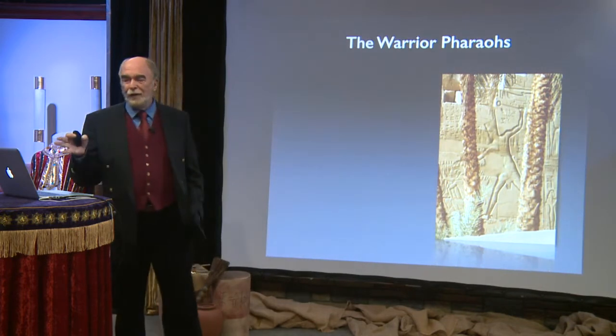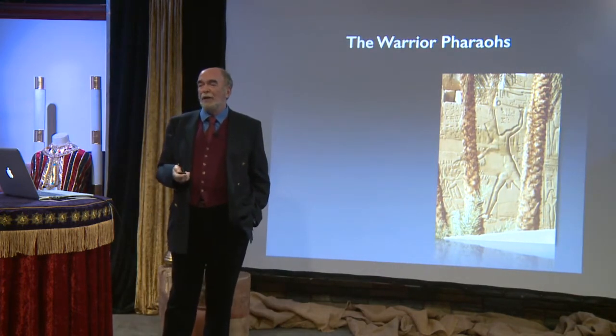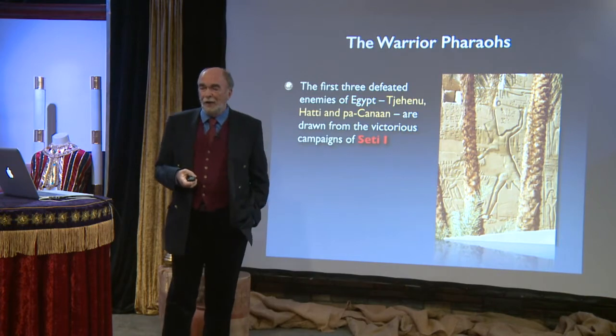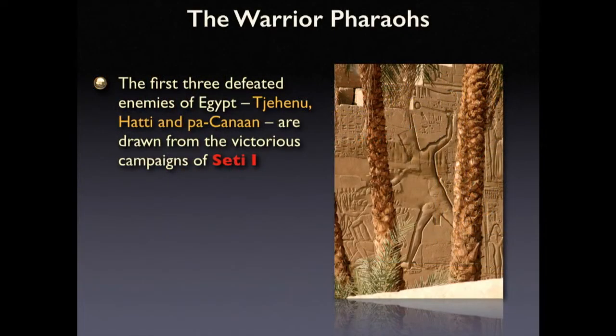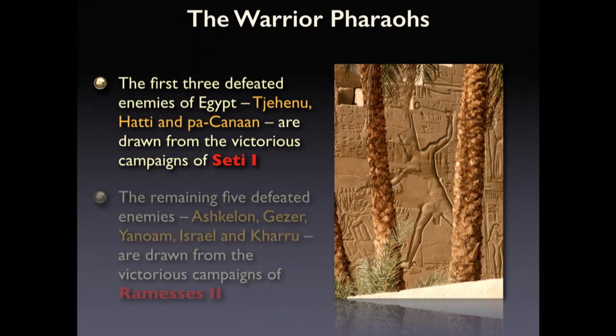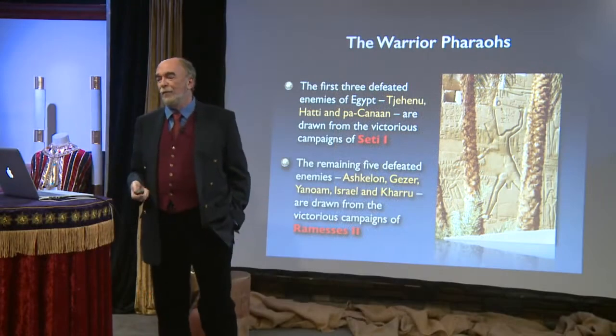Now, all these places are located on the wall reliefs of Seti I, who is the grandfather of Meneptah. So the first three defeated enemies of Egypt, Chehenu, Hatti, and Parcanan, are drawn from the victorious campaigns of Seti I at Karnak. So if we then go round to the other side of the hypostyle hall to look at the campaigns there, the remaining 5 defeated enemies, Ashkelon, Gezer, Yanoam, Israel, and Karu, Syria, are drawn from the victorious campaigns of Rameses II, which are on the far side of the temple.